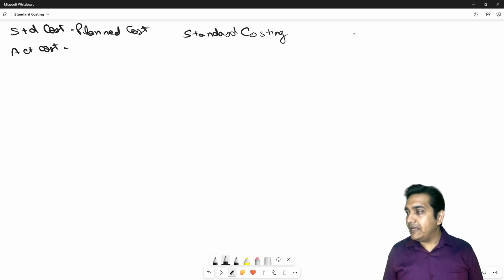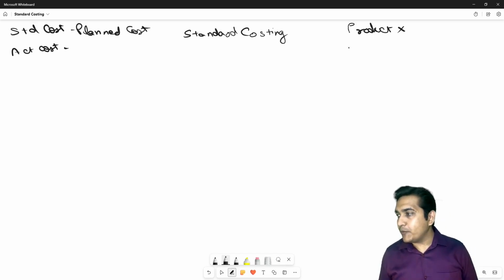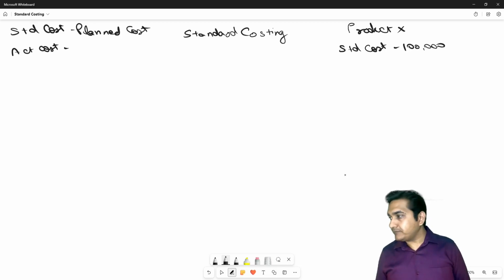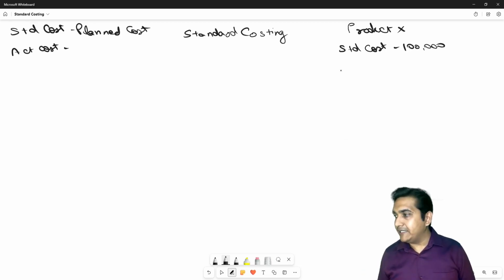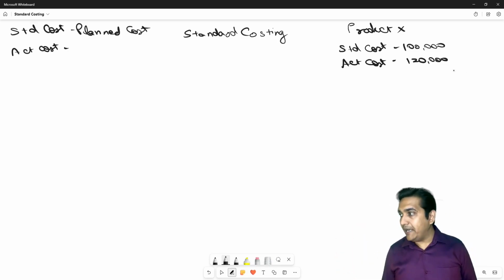For an example, let's say we are manufacturing product X. To manufacture product X, I plan my total standard cost to be 1 lakh. Now when I actually manufacture the product, my actual cost came to 1,20,000. So this 1,20,000 is my actual cost, and this 1 lakh is my standard cost.